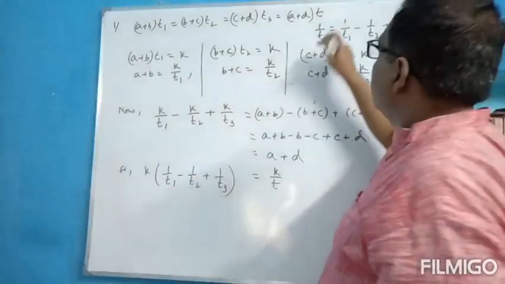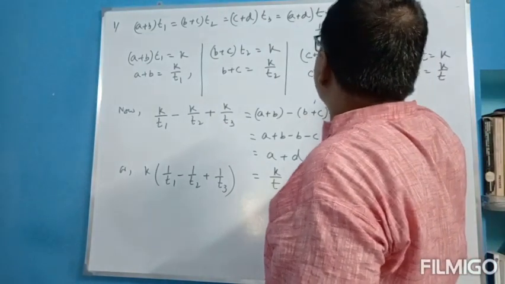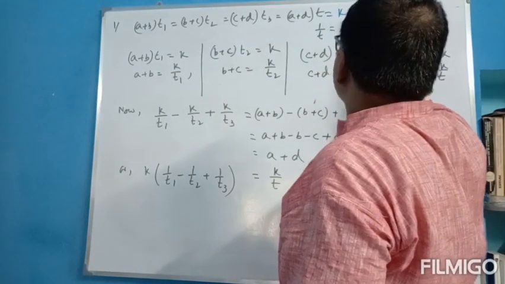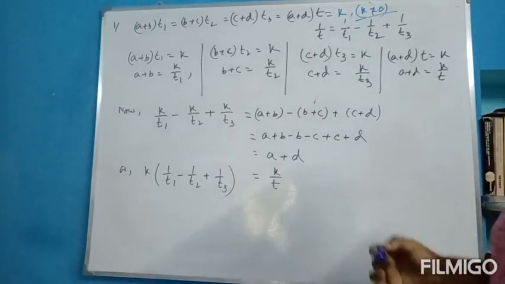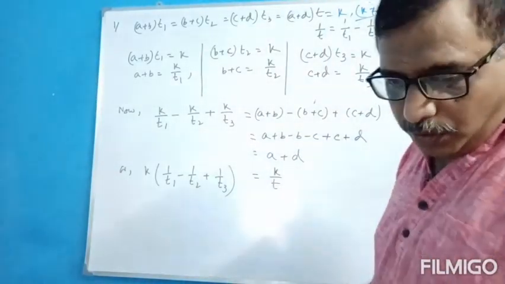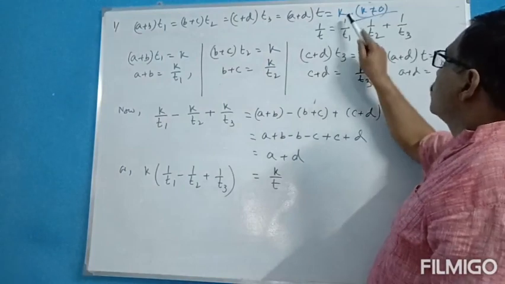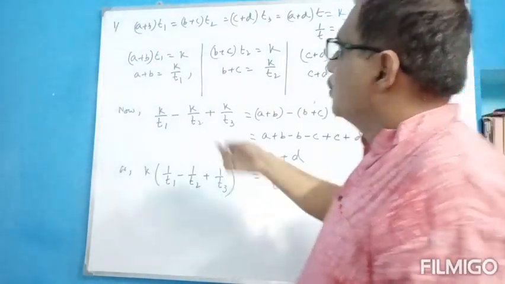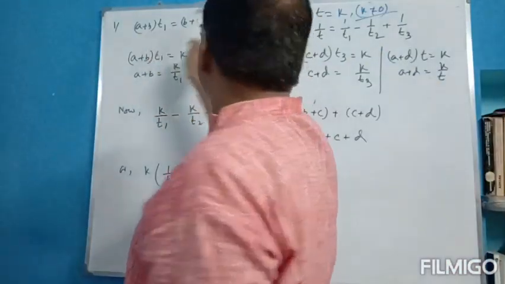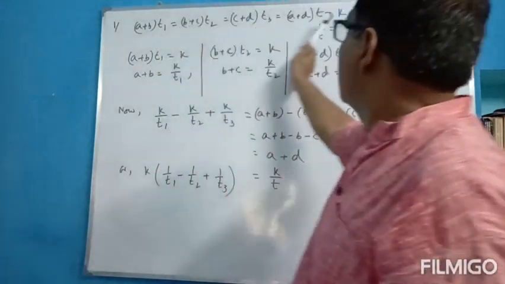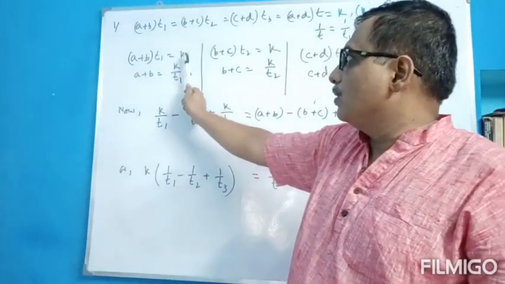First, we take each term equal to k, where k is a non-zero constant obviously. You must write k non-zero, otherwise 1 mark will be deducted. It is known to you. So k is a non-zero constant. If we take the first term, (a plus b) into t1 is equal to k. Therefore a plus b is equal to k by t1.